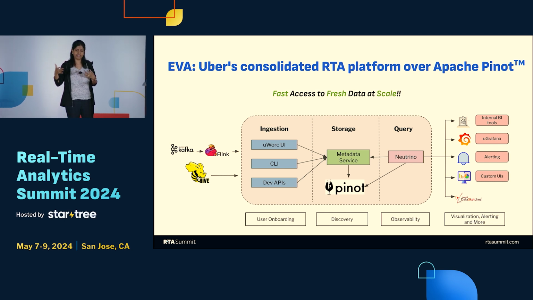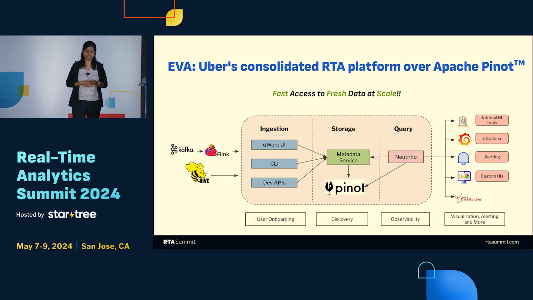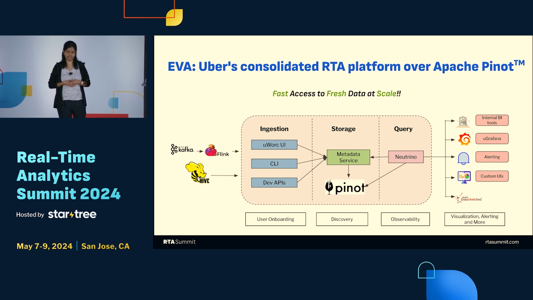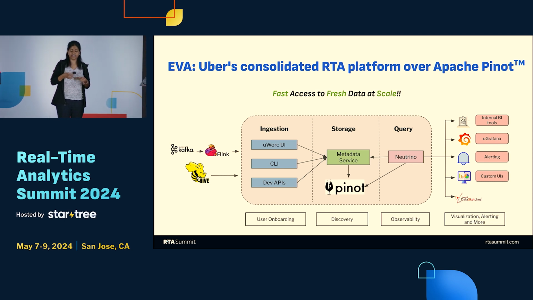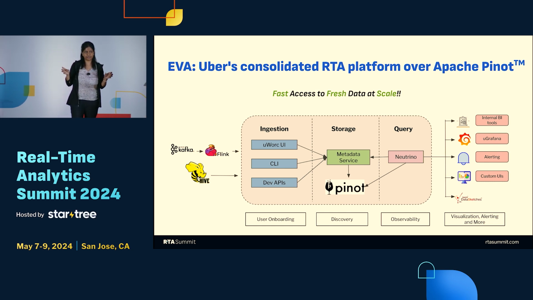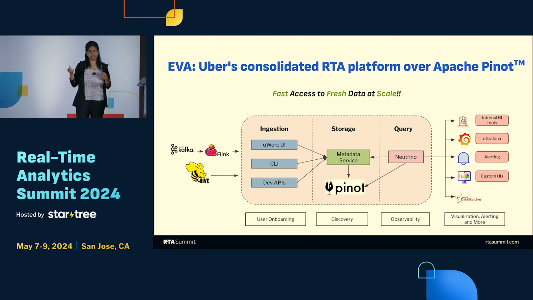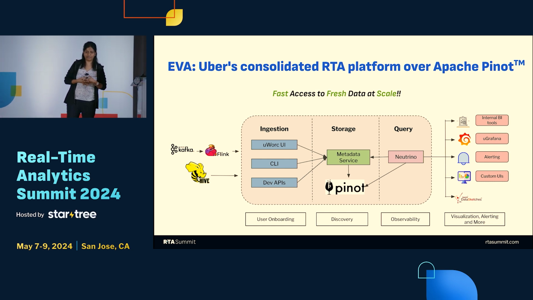And then we have integrated this entire ecosystem with the internal BI tools. There are very popular query engines within Uber. Then uGrafana, which is the Grafana used at Uber, where we have created another plugin for Neutrino within uGrafana. So you will be able to write the Neutrino query, which are just Presto SQL queries, and you will be able to visualize your data in different formats and different types of chart on the UI.